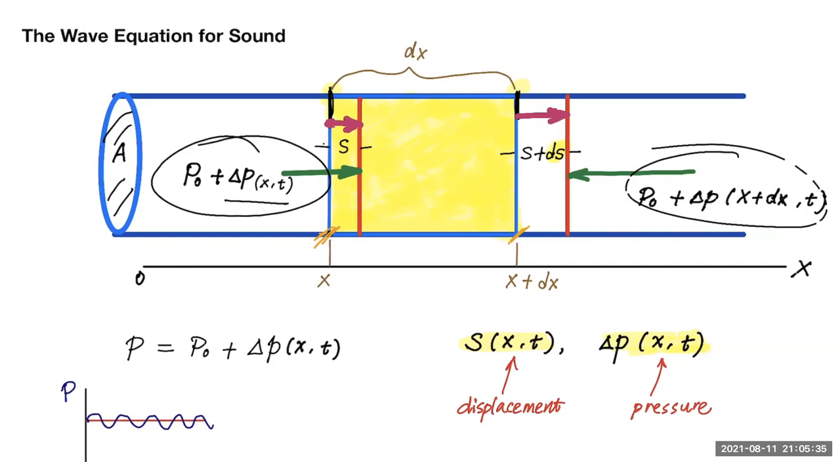We're looking at what happens at one moment, but the location is not the same. The left edge and right edge don't have the same value of delta P, and as a result, there will be a net force. So let's see what the net force is equal to.